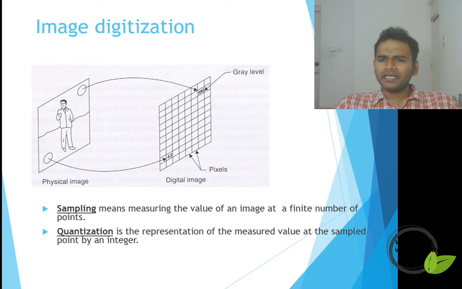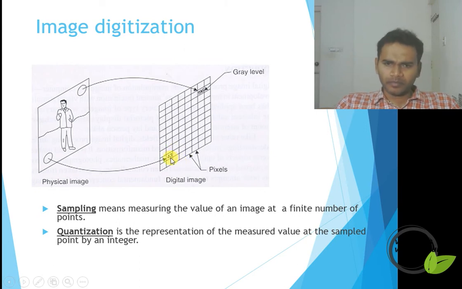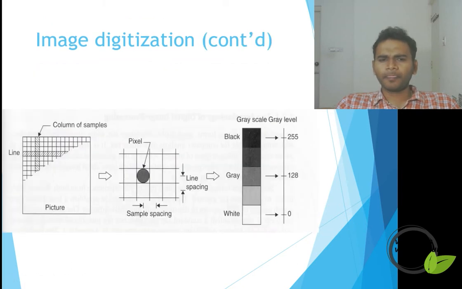Quantization is representing a measured value that is sampled by your sampling unit in terms of a typical integer. If you are showing it in an integer format, that is quantization. So you quantize the element within a particular array of pixels or a set of pixels. Quantization is nothing but limiting the values to a simple sampled integer.